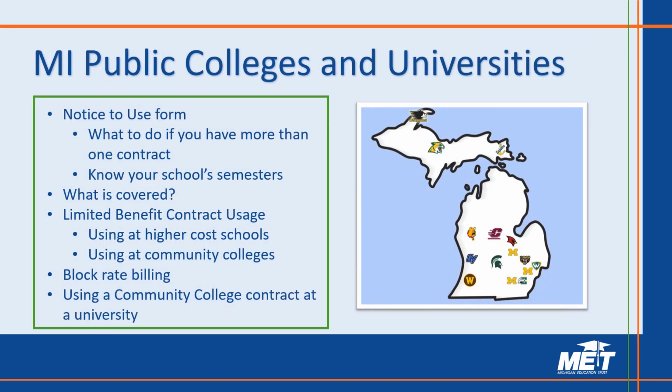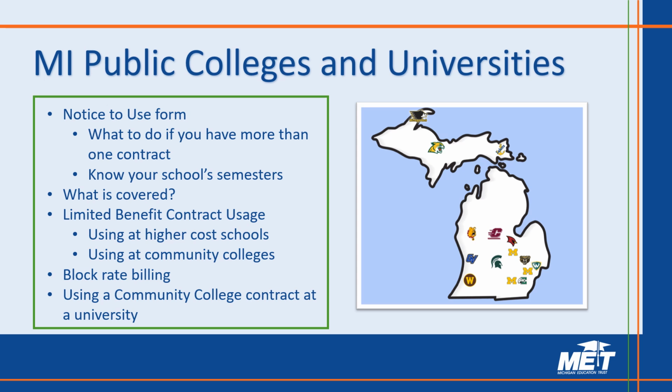If you are planning on attending a Michigan public college or university and want to use your MET, you will need to complete the Notice to Use form. This form allows MET to notify your school of your available benefits. Typically, you will fill this form out once, and if you are planning to start using your MET for the fall semester, you will want to complete this form by June 1st. You can either complete this form electronically by logging into your MET account online, or you can complete the paper form and mail, email, or fax it to MET.